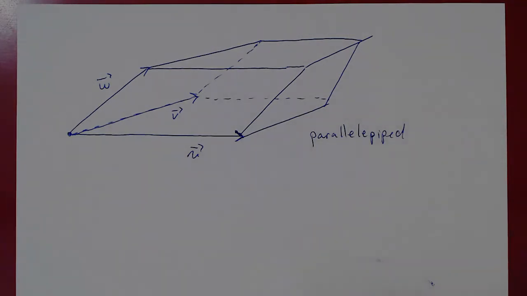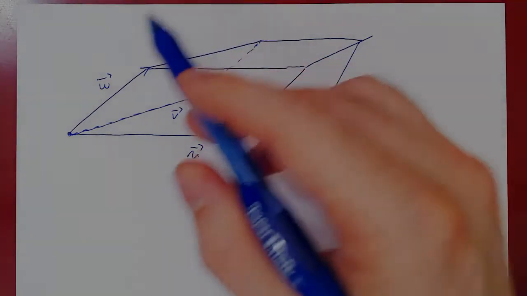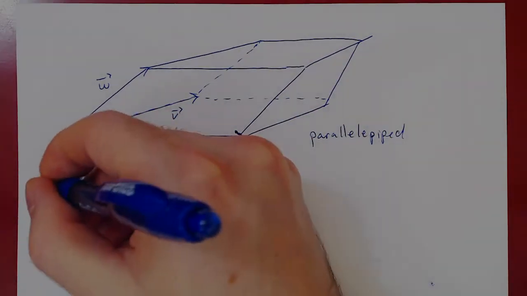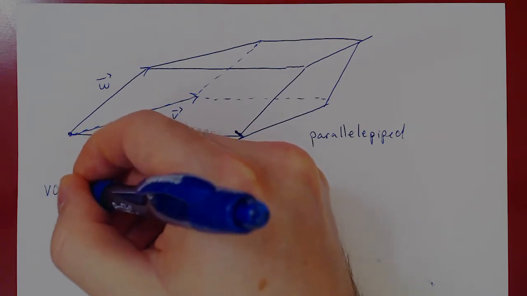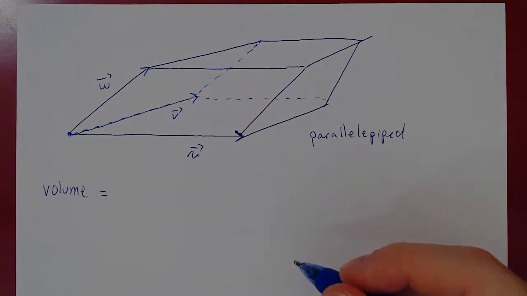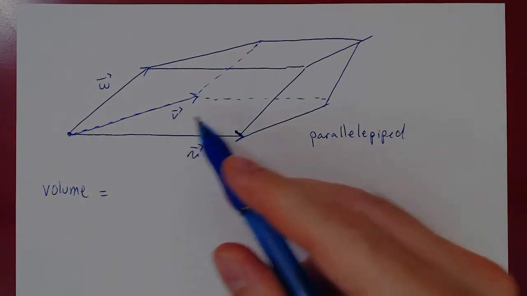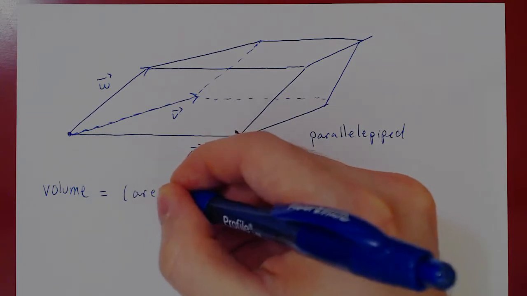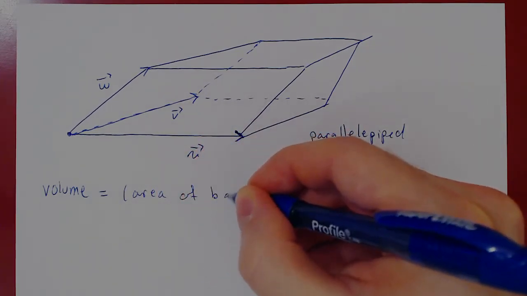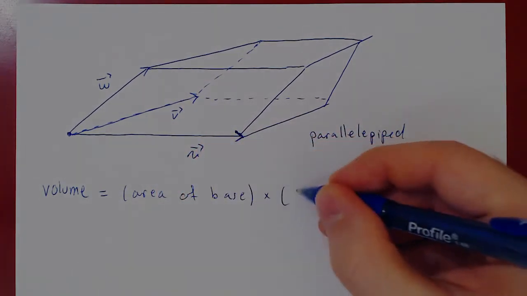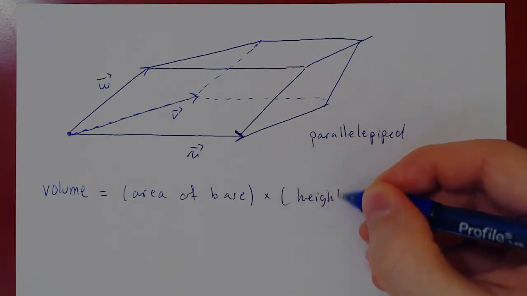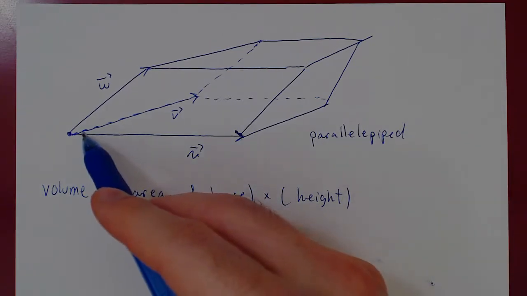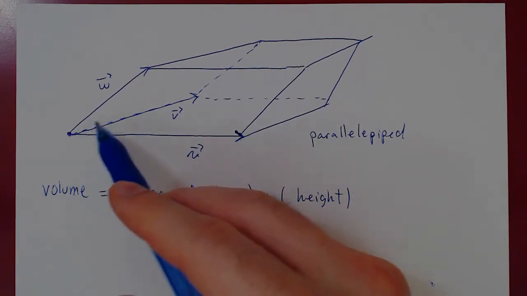And as always, a natural question to ask now is, what is the volume of this solid spanned by these three vectors? Well, let's see. The volume will be the area of the base times the height. Well, one of these two quantities is easy because, well, what's the base? The base is the parallelogram spanned by vectors u and v.